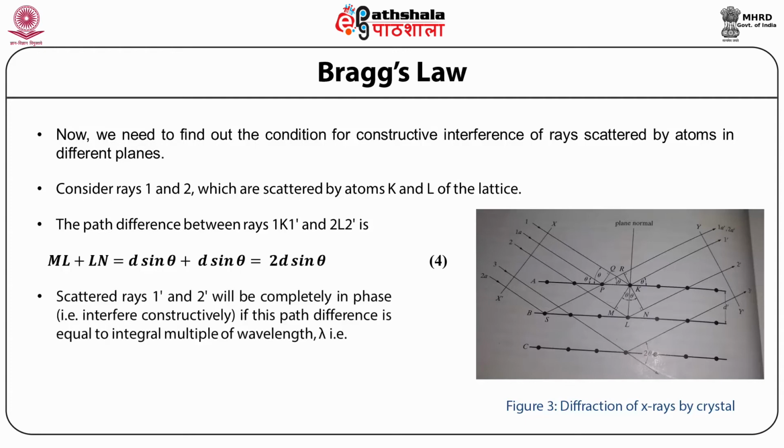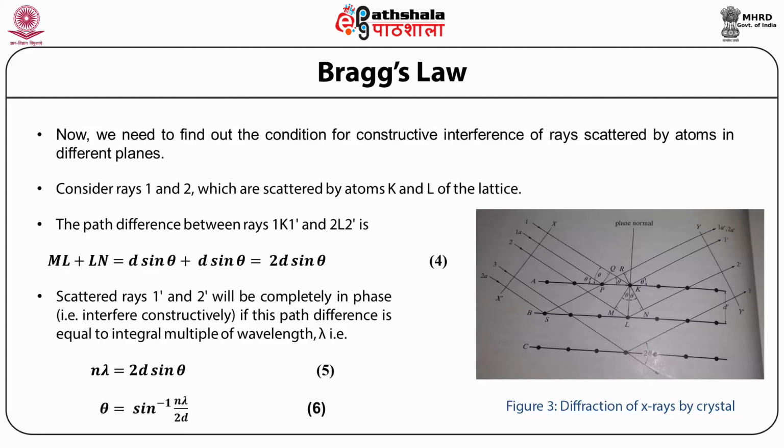Scattered rays 1' and 2' will be completely in phase, that is, they interfere constructively, if this path difference is equal to an integral multiple of wavelength lambda, that is, n lambda equals 2d sine theta. Let's call this equation 5.